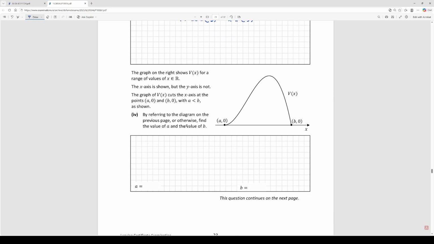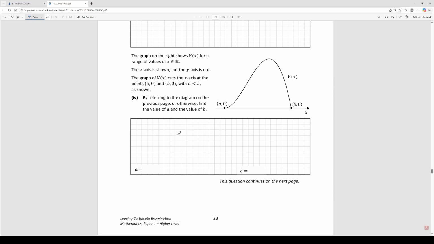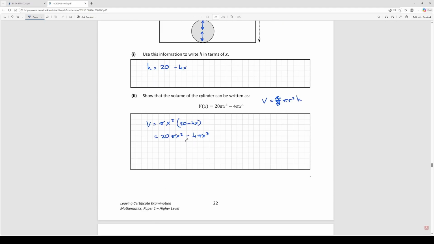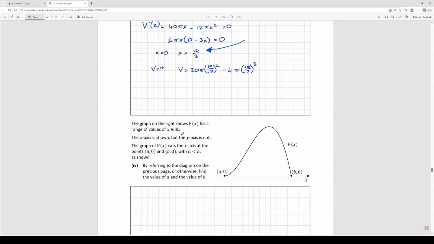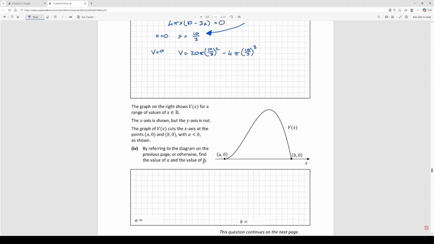The graph on the right shows V(x) for a range of values of x. The x-axis is shown, but the y-axis is not. Alright. The graph cuts the x-axis at these points. Referring to the diagram on the previous page, or otherwise, find the value of a and the value of b. I just did not read that for some reason. The graph of the volume, yeah, grand. The x-axis is shown, but the y-axis is not.